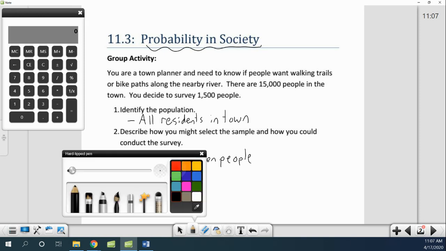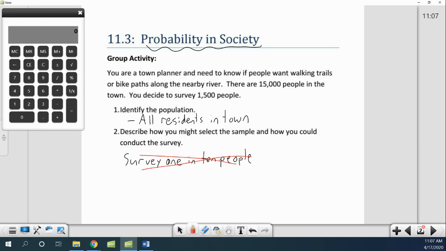Let me just quickly switch over to red here. No, that's bad. We don't want that. There's not enough information. Where did the 1 in 10 come from? How did you select them? How would you get in touch with them? You need to describe. The keyword here is describe, and you need enough information.